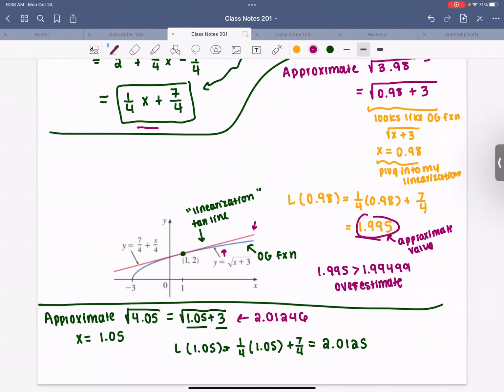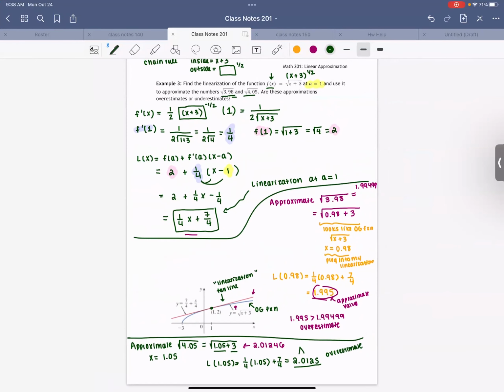Over. The approximation is actually, I think it's bigger, right? So this is bigger than 2.01. So this is actually an overestimate. Okay, now we predicted everything would be an overestimate, but now we actually have it kind of proven for us. Okay. Any questions on example number 3?